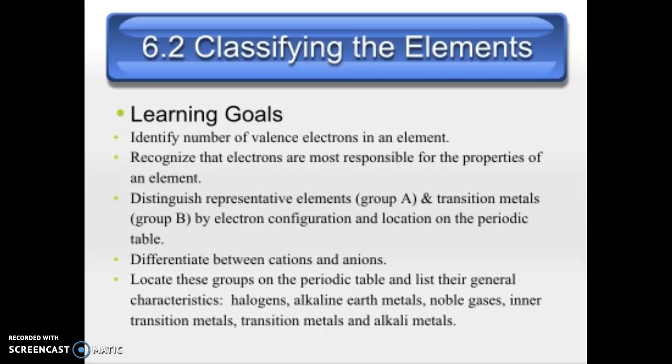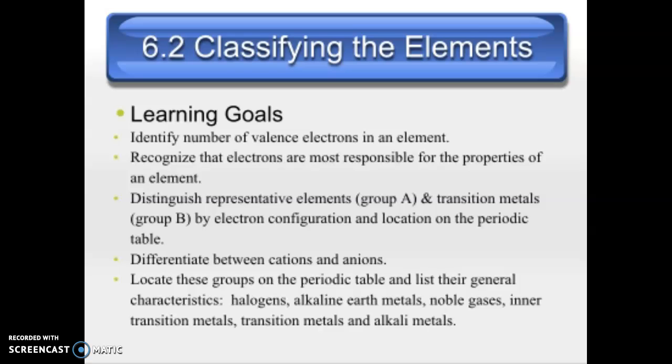So the learning goals for this section: identify the number of valence electrons in an element, and recognize that electrons are most responsible for the properties of an element, and then distinguish between representative elements, that's group A, and transition metals, that's group B, by electron configuration and location on the periodic table.